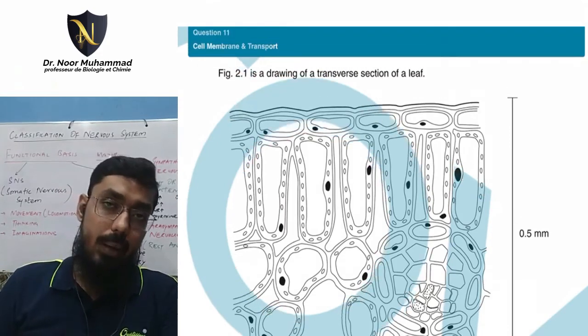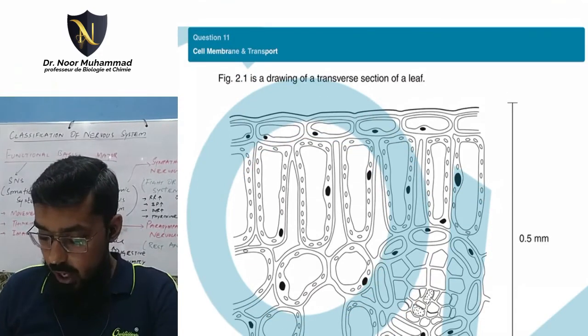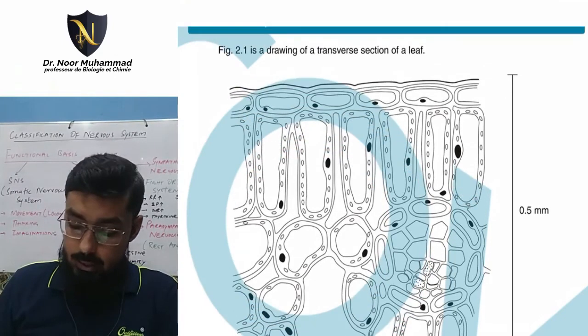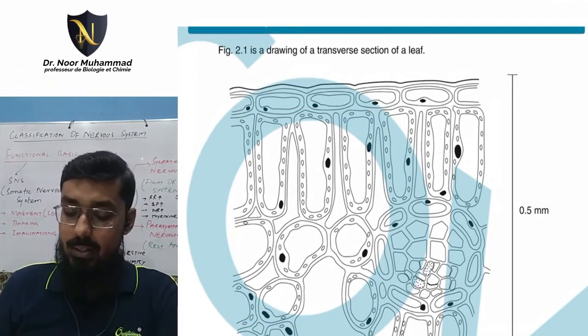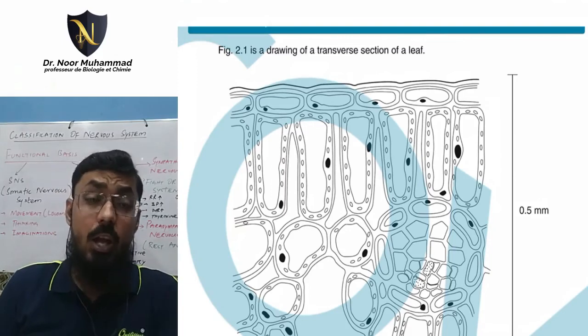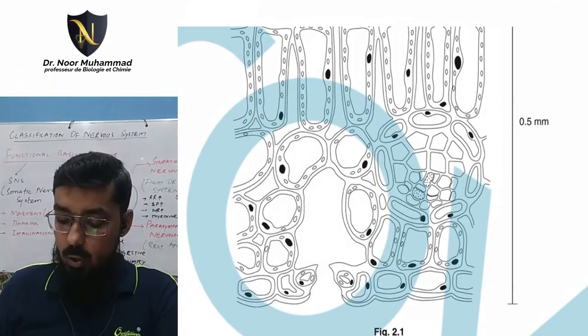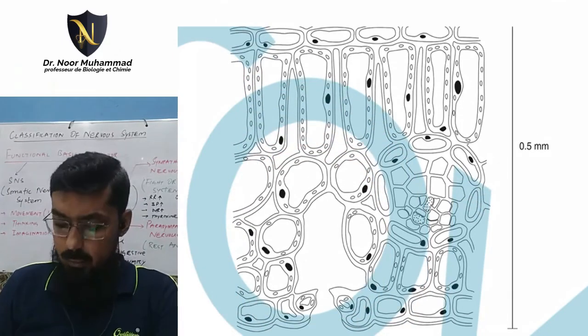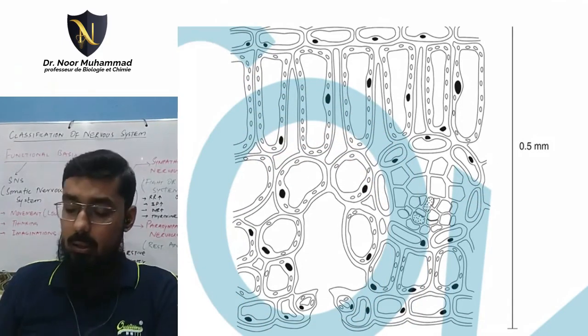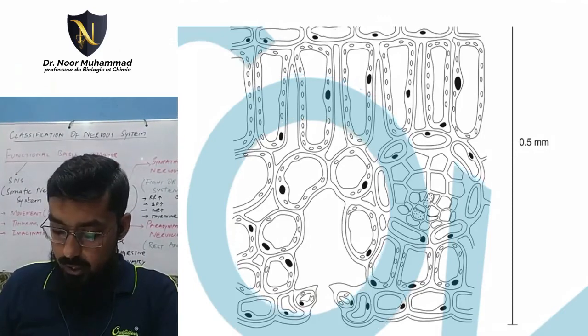It is from the cell membrane and transport chapter, and it's showing that figure 2.1 is a drawing of a transverse section of a leaf. You have seen this diagram in your O levels, if you remember: palisade mesophyll cells, epidermis, spongy mesophyll cells, and so on. Okay, let's see what's the question about this.